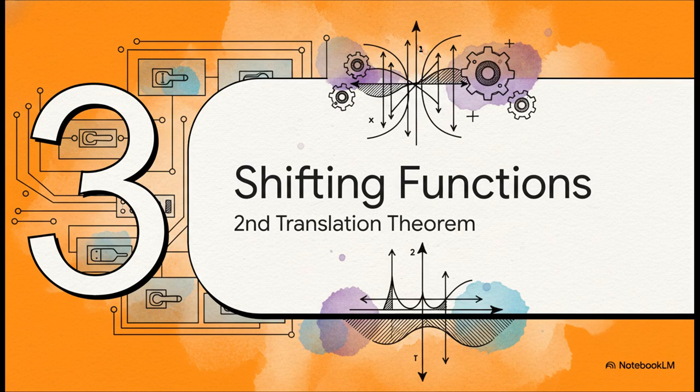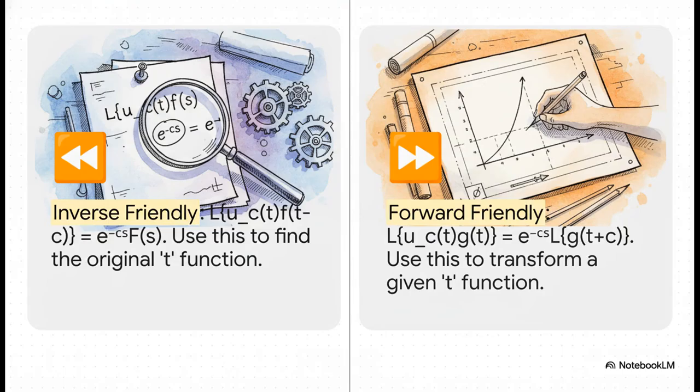But a simple on-off switch is really just the beginning. The real magic happens when we use this switch to control other functions, to turn them on or off whenever we want. And to do that, we need a special rule. It's called the second translation theorem, and it builds directly on what we just learned. Now, this theorem comes in two essential forms, and knowing which one to use is everything. Think of them as two different tools in your toolbox.